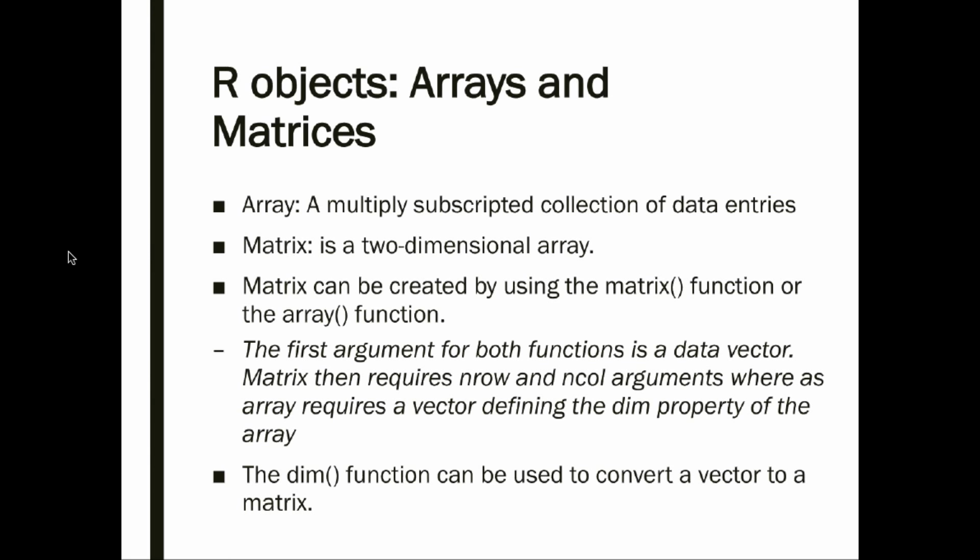There are a couple of ways of creating matrices. One is by using the matrix command, and the other is using the array command. For both of them, the first option is generally what values you want to put in. So this could be a data vector. Then for a matrix, you normally have to tell it the number of rows and number of columns you want. And for arrays, you can give it the dimension of your array. That means for your first dimension, how many values, for the second dimension, how many values, and so forth. There's actually another way of converting vectors into matrices, but I really don't recommend doing it that way.